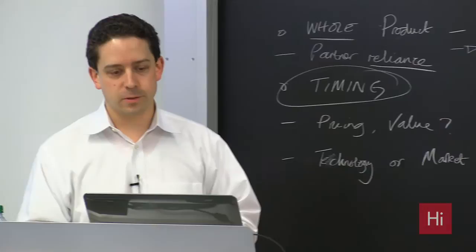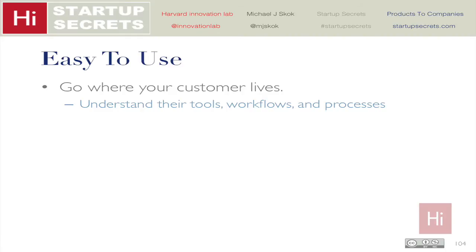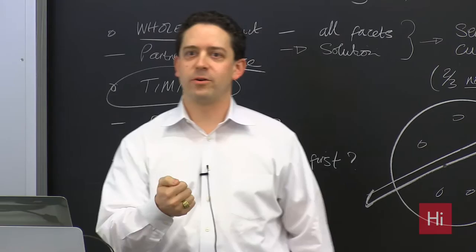So, easy to use. I've mentioned this a number of times, but easy to use is go to where your customer lives. Easy to use means that your users are never disoriented by your product. That disorientation is the thing that drives you nuts. That's the problem when you open that iPhone app and you immediately say, oh my God, I'm closing this. It's because you're disoriented, because it's not familiar to you.